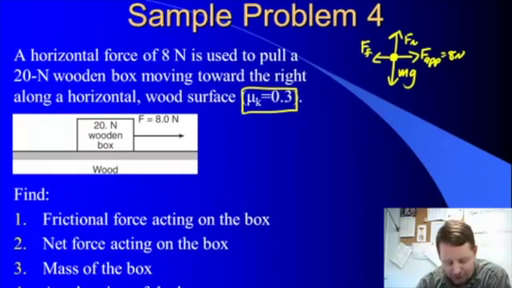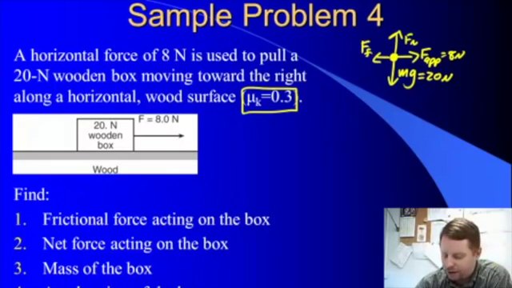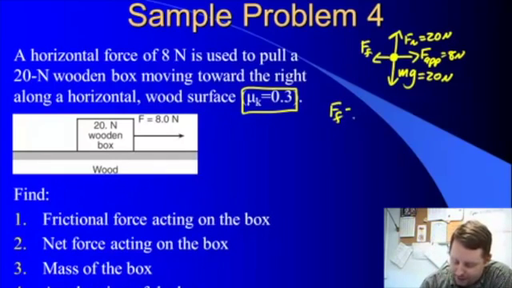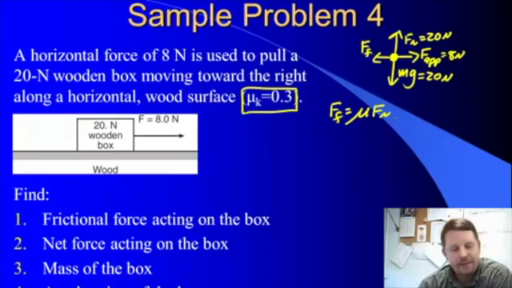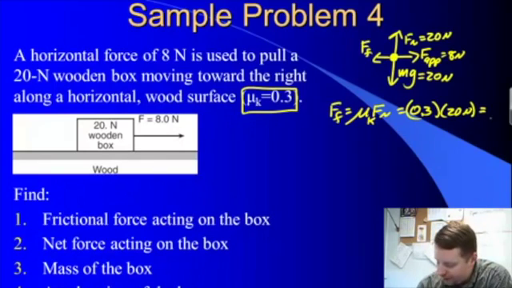We're asked to find the frictional force acting on the box. Well, it tells us the box has a weight of 20 newtons, so we know mg must be 20 newtons. And because the box does not spontaneously lift off the table or go through it, it can't accelerate in the y direction, so it's safe to say the normal force must balance that and also be 20 newtons. So then the frictional force is given by mu Fn. In this case, it's the coefficient of kinetic friction, mu k, so that's going to be 0.3 times our normal force of 20 newtons. That comes out to be about 6 newtons.